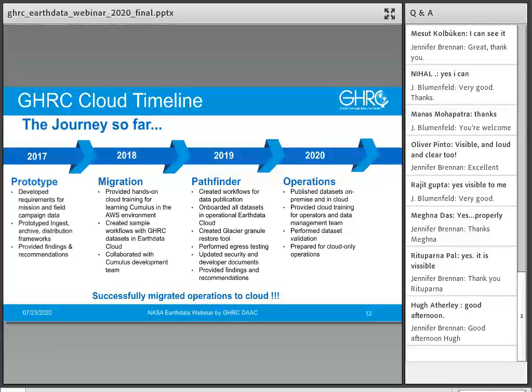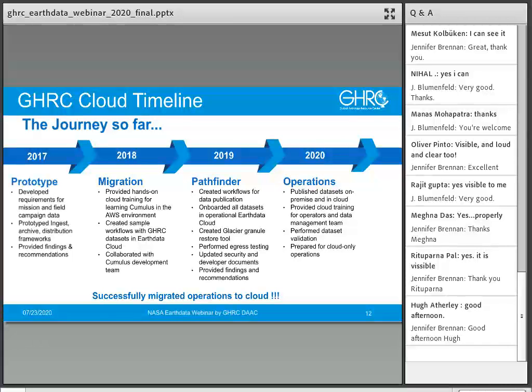By 2019, GHRC was selected as the pathfinder for all of the DAACs to transition data into the cloud. And this has been really an exciting process because here we're developing workflows for data publication. And at the end of 2019, we were able to move all of GHRC's data sets into the cloud. And so this is the first opportunity to do this. And so GHRC was pretty much the first DAAC to get all of its holdings into the cloud.